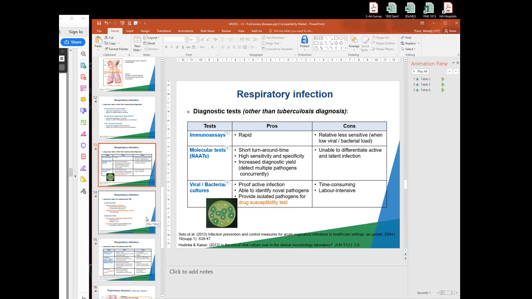Although there are many methods to diagnose this infection and detect the pathogens, each test has its own advantages and disadvantages. Immunoassays are rapid methods, but they are less sensitive, especially when the viral or bacterial load is not high enough.